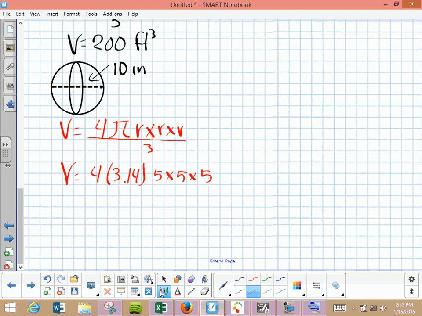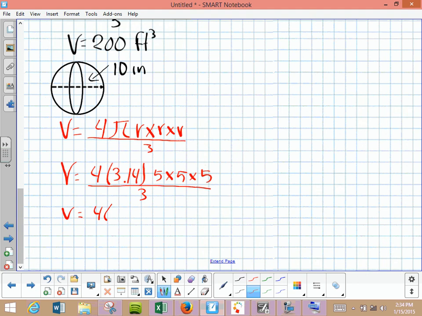Radius times radius times radius. That's diameter. 10 is the diameter. Half of it is the radius, right? So 5 is the radius. If they give you the radius already, then you don't have to divide anything. You just use the radius. But I'm giving you the diameter. That means you have to divide by 2, right? And then you divide all of it by 3. I don't know why I put H on it. That's stupid. Okay.